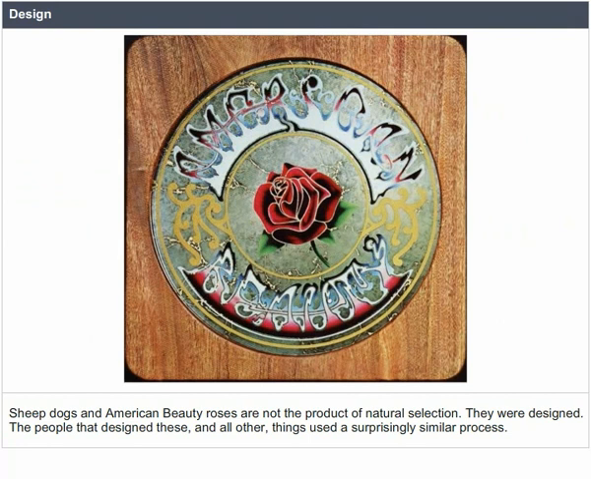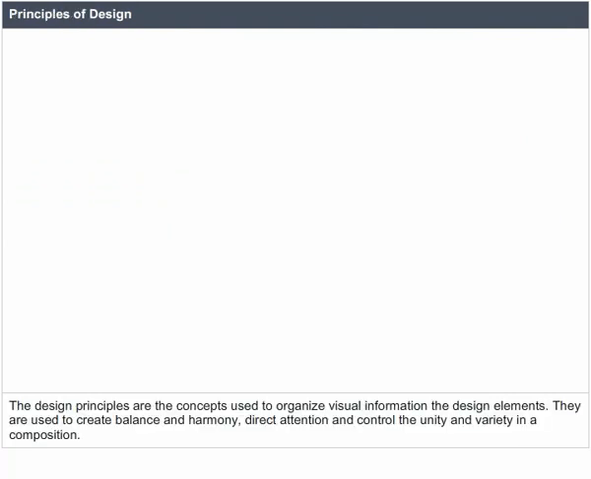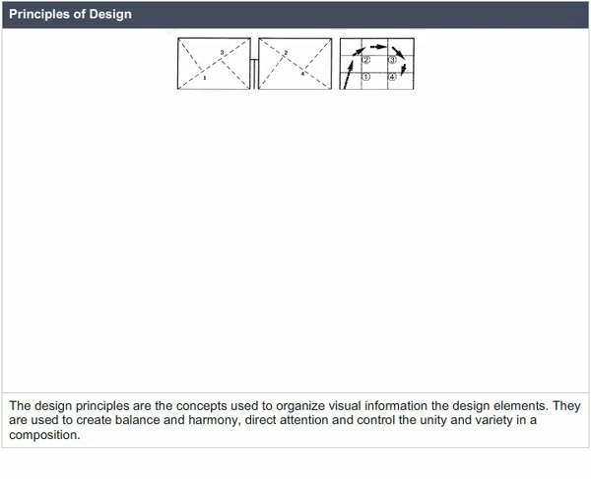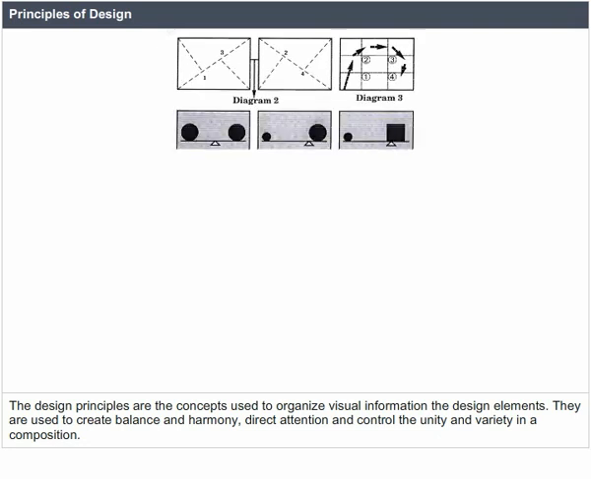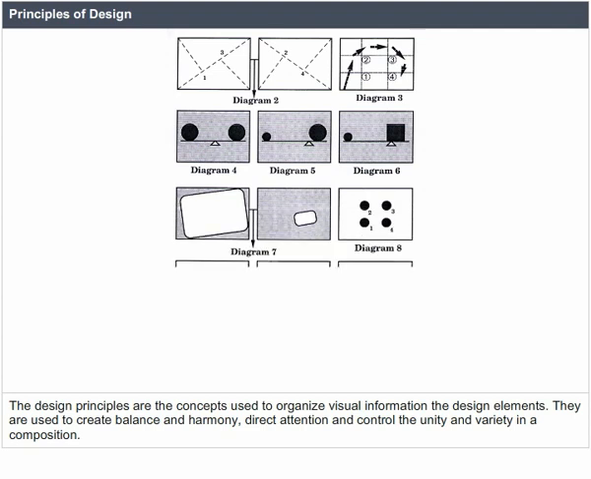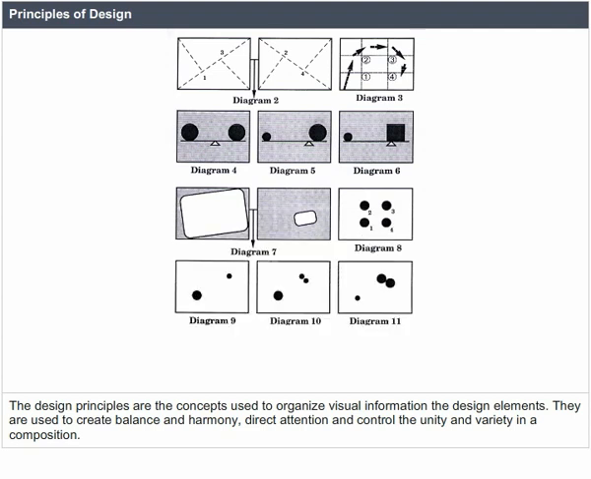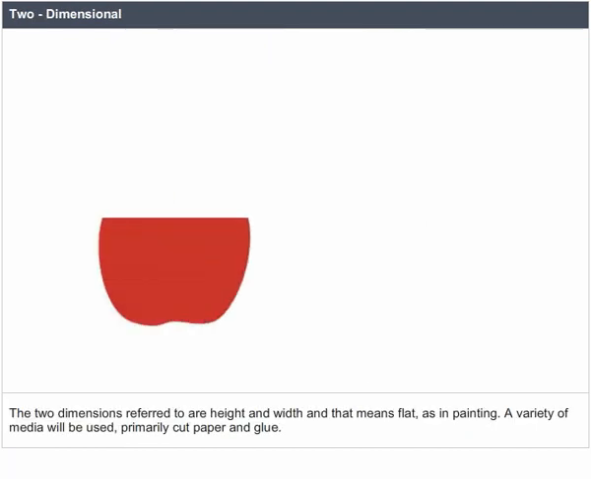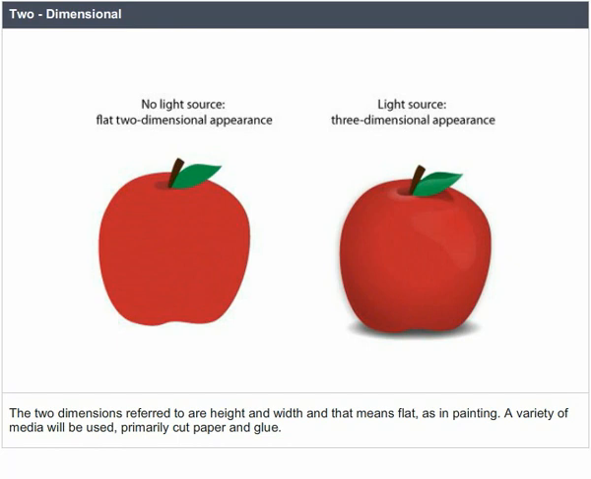Principles of design. The design principles are the concepts used to organize visual information, the design elements. They are used to create balance and harmony, direct attention and control the unity and variety in a composition. Two-dimensional. The two dimensions refer to our height and width, and that means flat. As in painting, a variety of media will be used, primarily cut paper and glue.